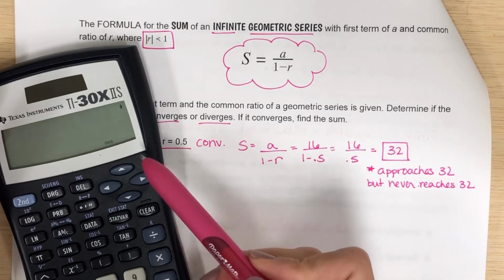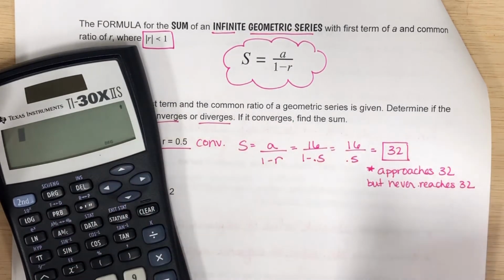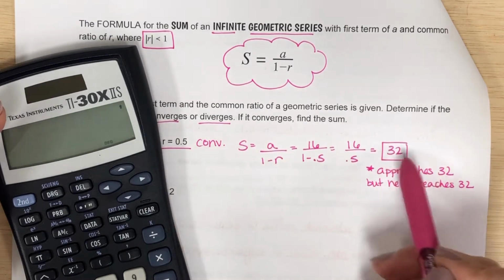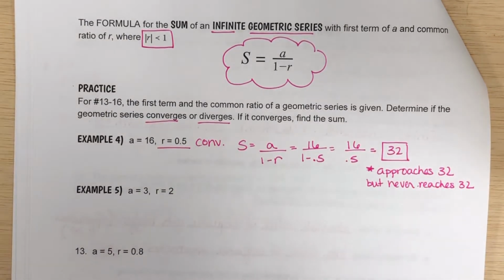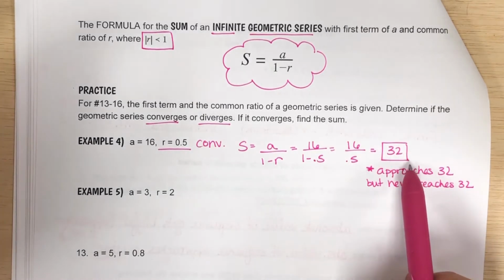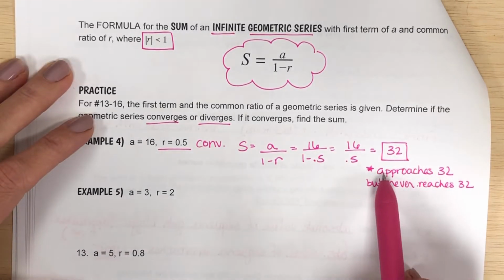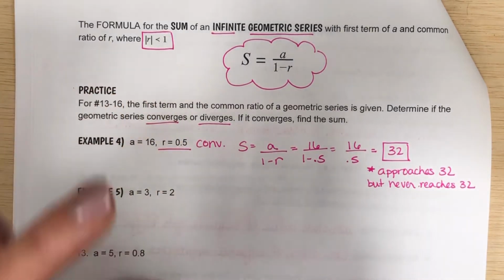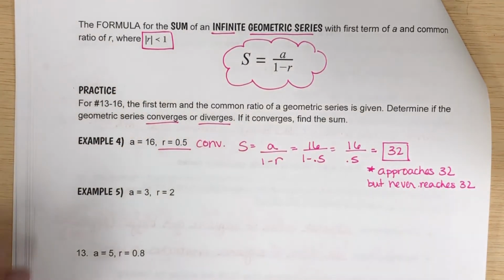But after we get so far in our series, the numbers get so tiny that they really don't influence the sum at all. So for all practical purposes, we say that the sum is 32, but just keep in mind that's a limit. It means it's approaching 32 and gets super close to 32, but it never actually reaches 32.